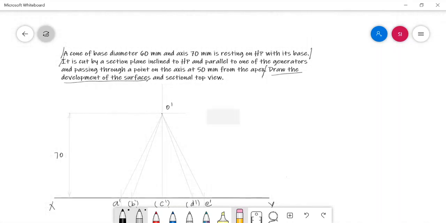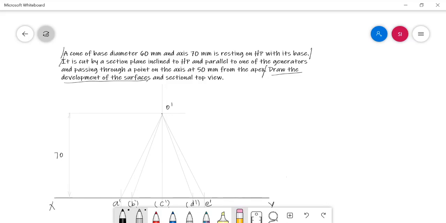In this problem, the cutting plane given is inclined to HP and parallel to one of the generators and passing through a point on the axis at 50 mm from the apex. See one thing here. The inclination of the cutting plane is not directly given in this problem. It's openly declared that the cutting plane is inclined to HP, but how much inclined is not given. Instead of that, one more hint is here. That is, the cutting plane is parallel to one of the generators.